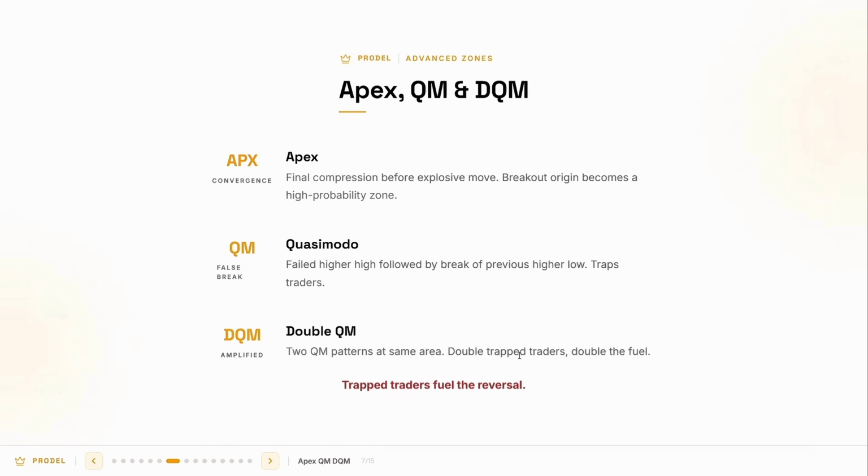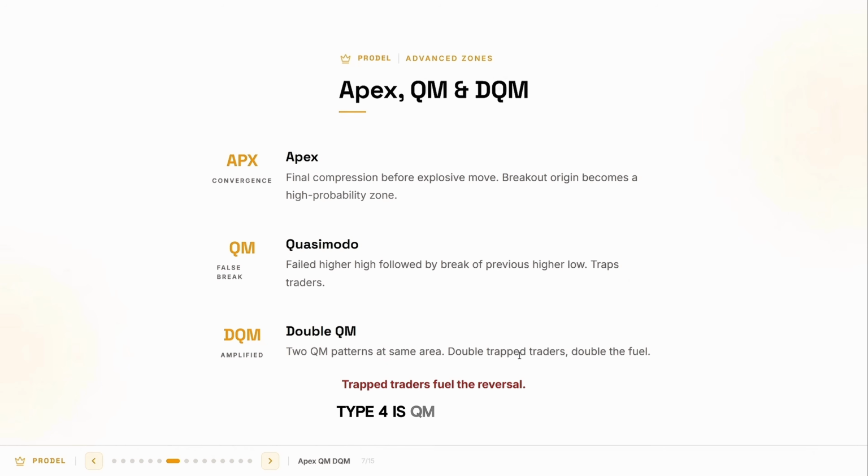And let's talk about Apex, QM and DQM. Don't worry about these SNR zones. I will show you exactly in TradingView also. First, let's talk about the theoretical part of our strategy. And the zone type 3 is Apex. Apex zone is a final compression area before an explosion. When price breaks aggressively away from that compressed structure, the breakout origin becomes a high probability reaction zone on retest.